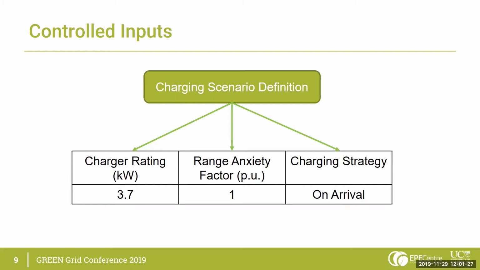The charging strategy defines how EV load is scheduled subject to the relevant constraints. So as an example here, I've put in the on arrival strategy, which just simply means EVs begin charging as soon as they arrive home each day.